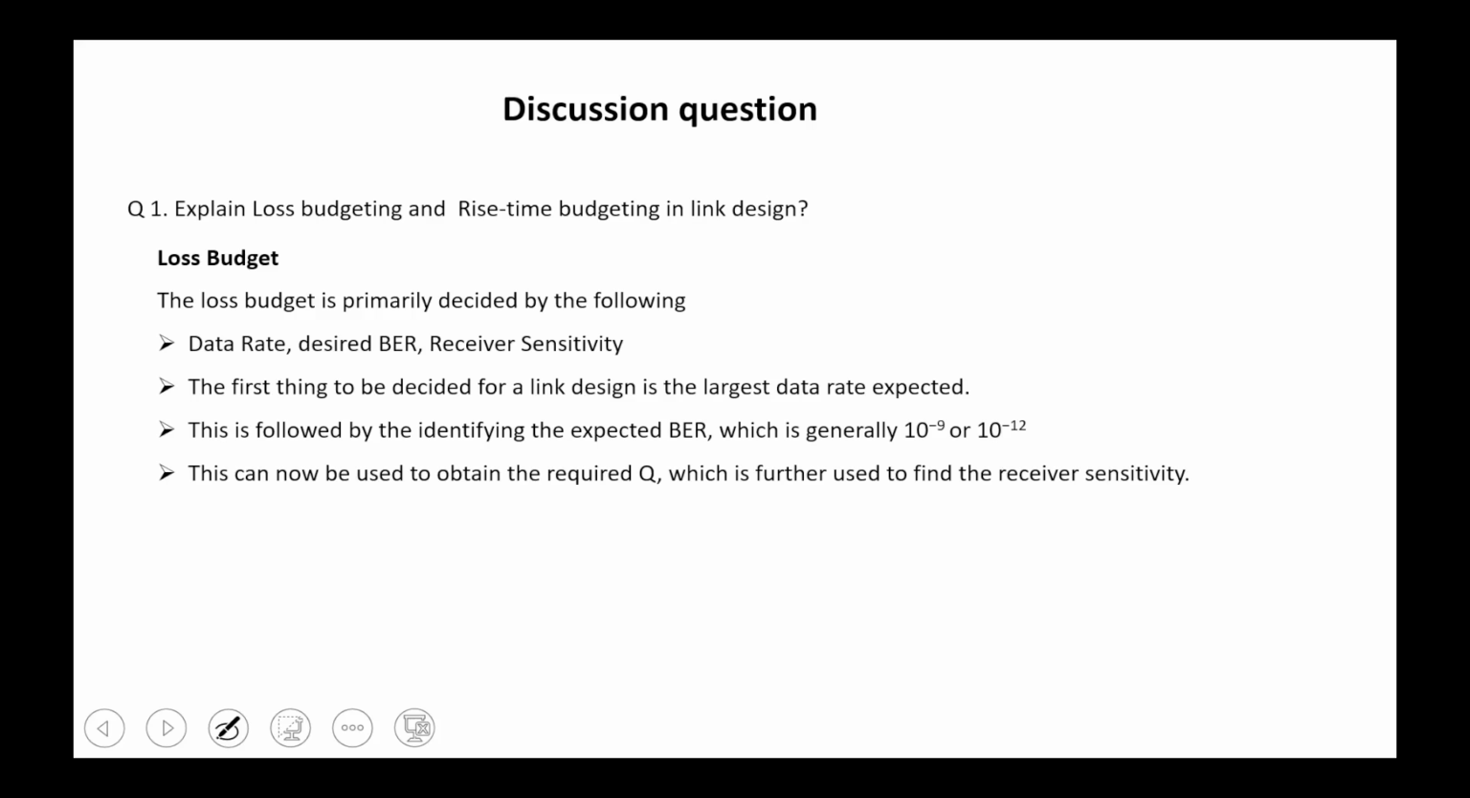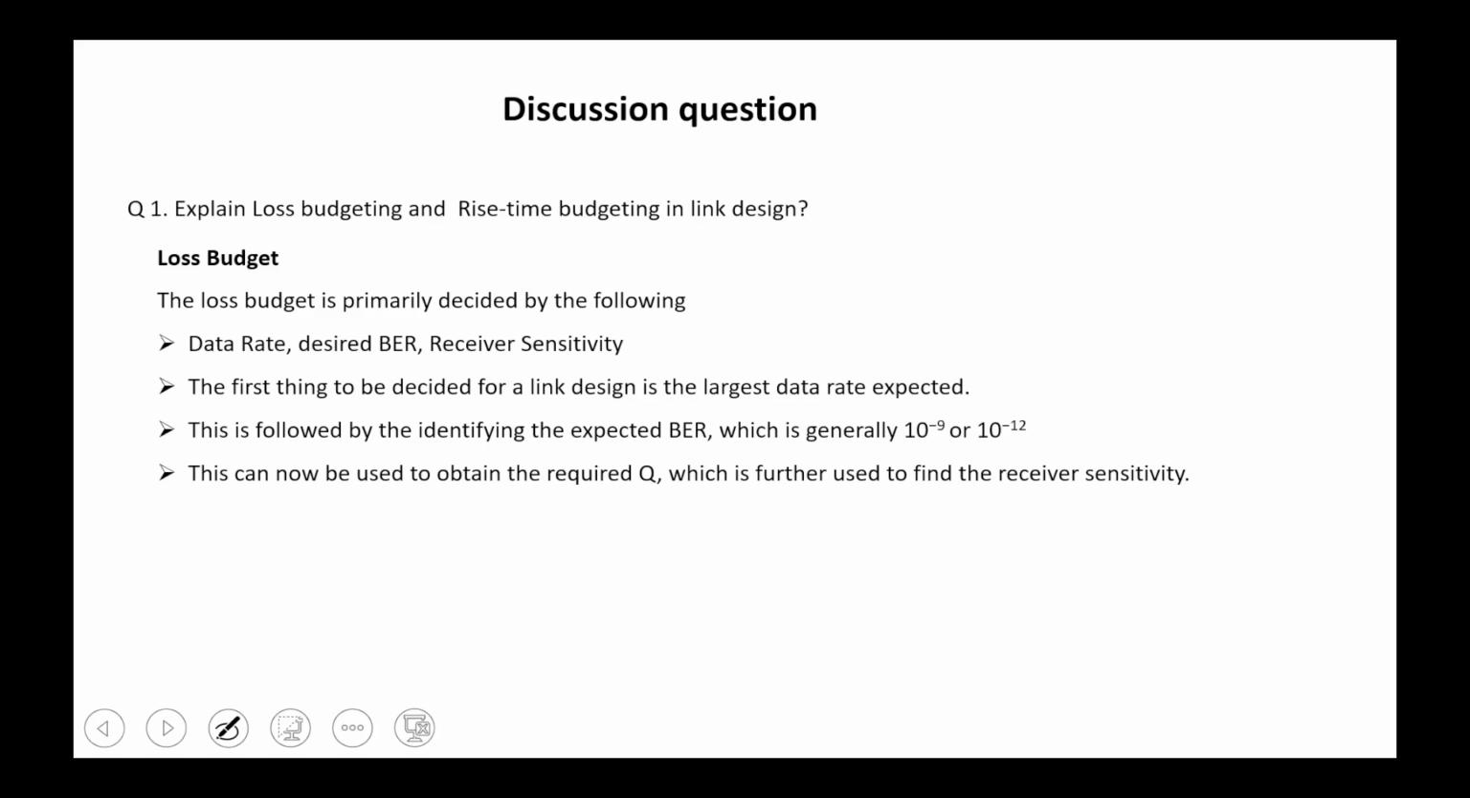Can you explain the first discussion question: what do you mean by loss budgeting and rise time budgeting in link design? In link design, we have two important parameters. One parameter is the loss budget, and another is the rise time budget. Loss budgeting is primarily decided by the data rate, desired bit error rate, or receiver sensitivity. So we can calculate how much the loss budget is due to the link only, and rise time budgeting is about how much loss occurs in the signal due to the pulse of the signal.